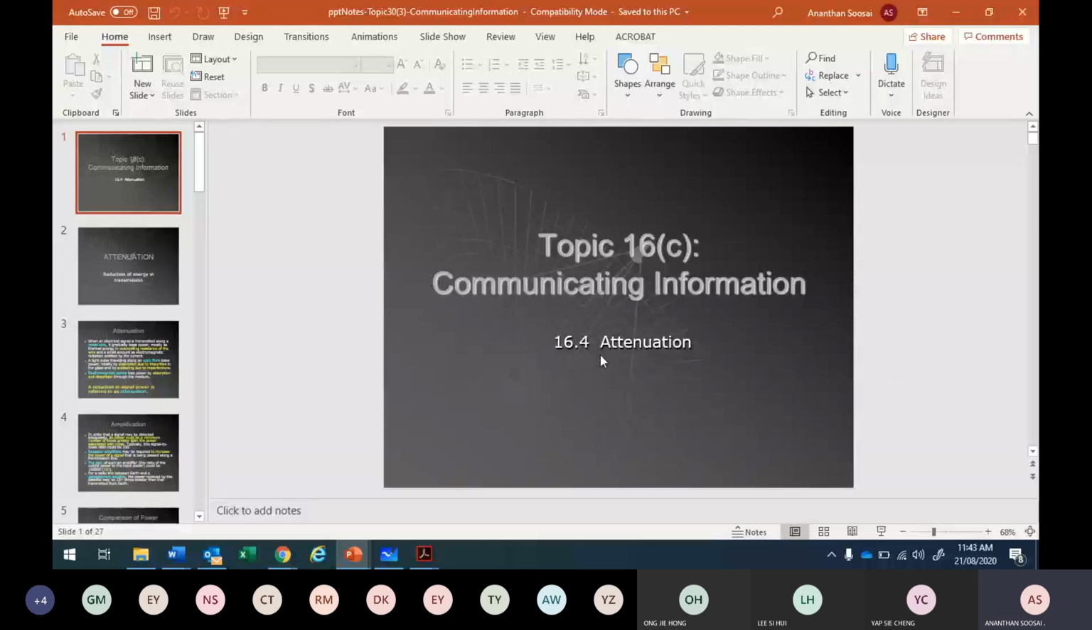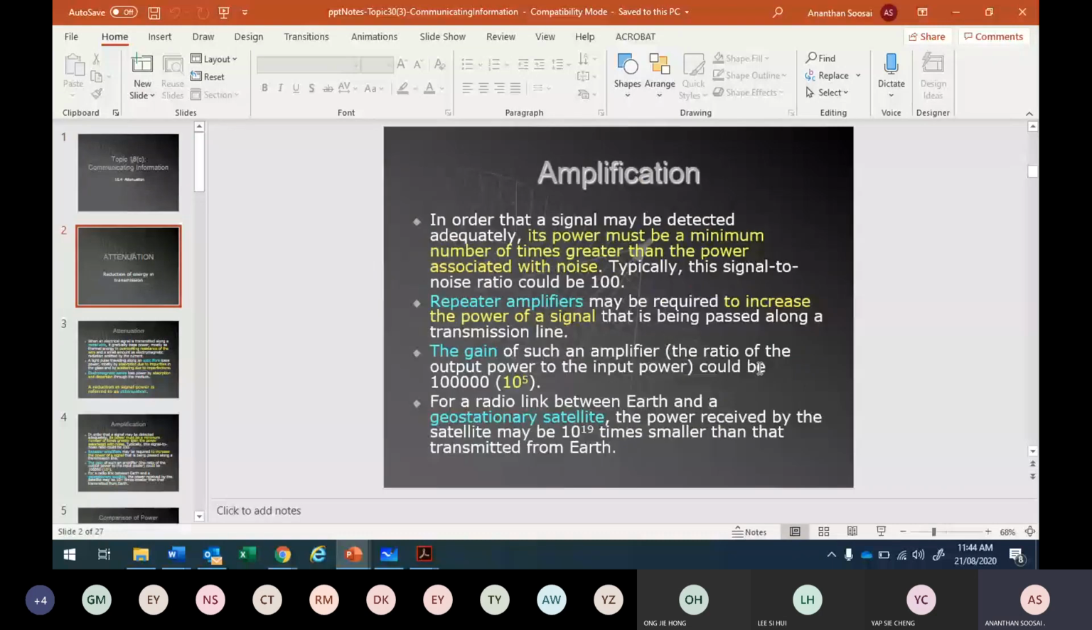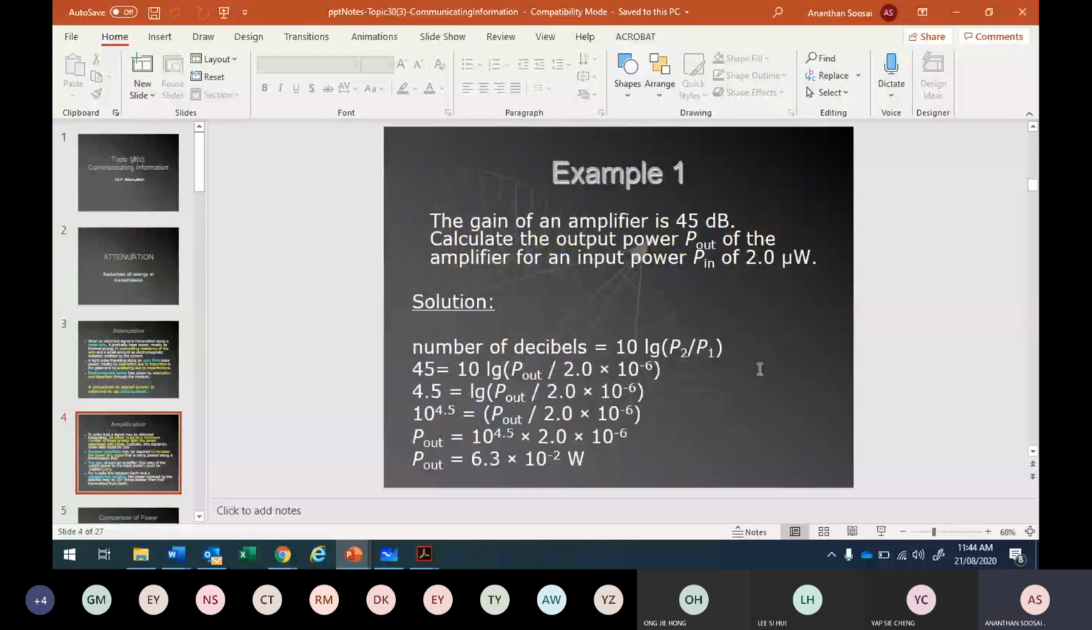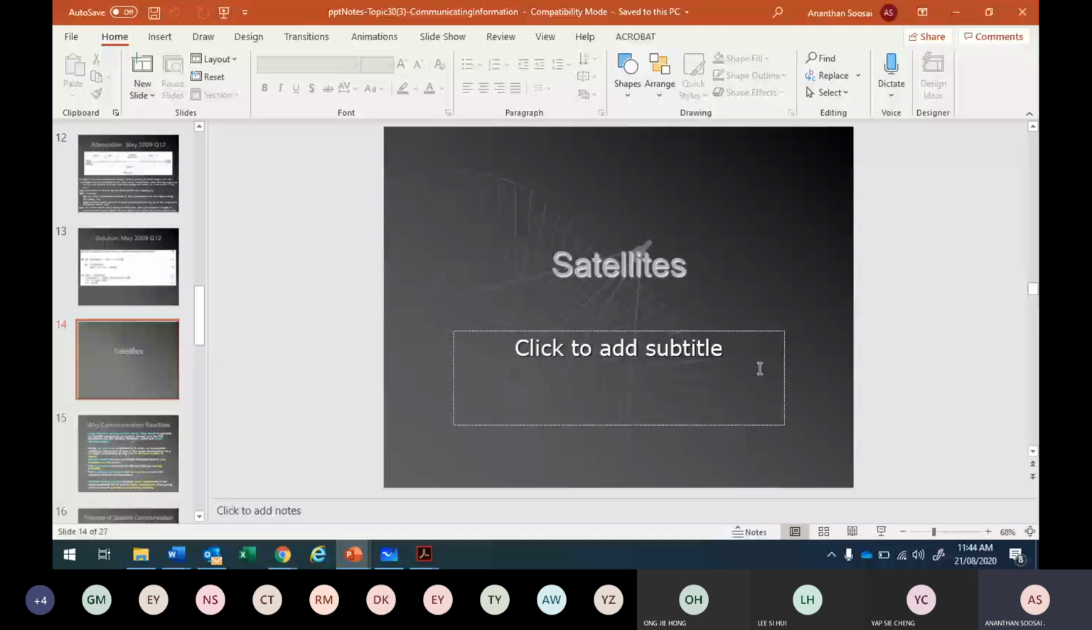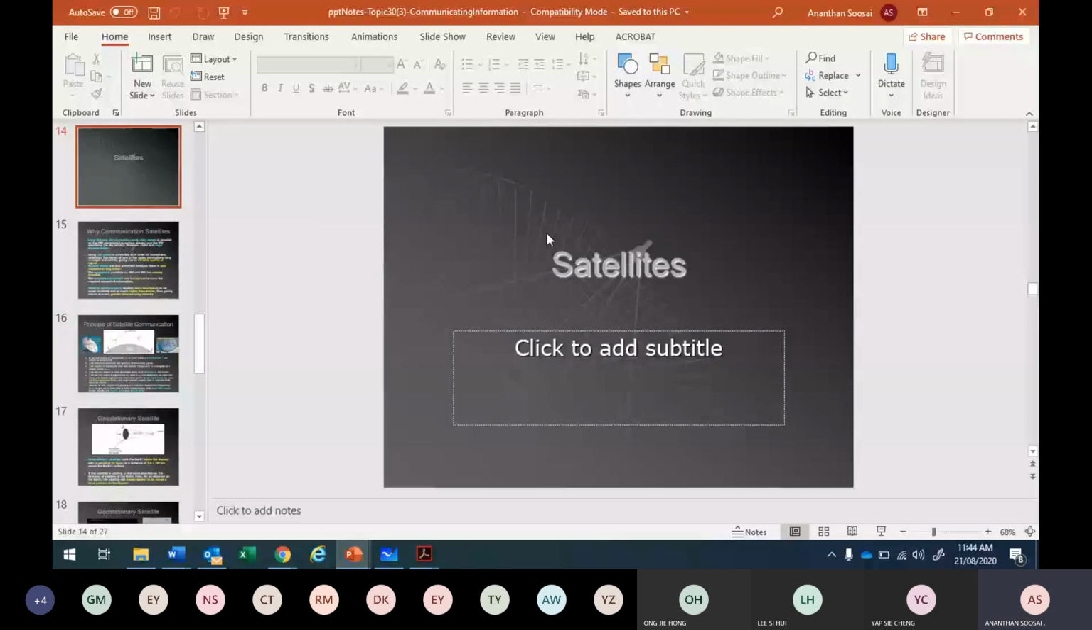Okay, so the last thing we're going to talk about is attenuation. I won't talk about attenuation now. I'll go straight to the next part first. Attenuation, I put as the last. Next, it's about satellite communication. Okay, this is a fact to remember. Let me go through this first.